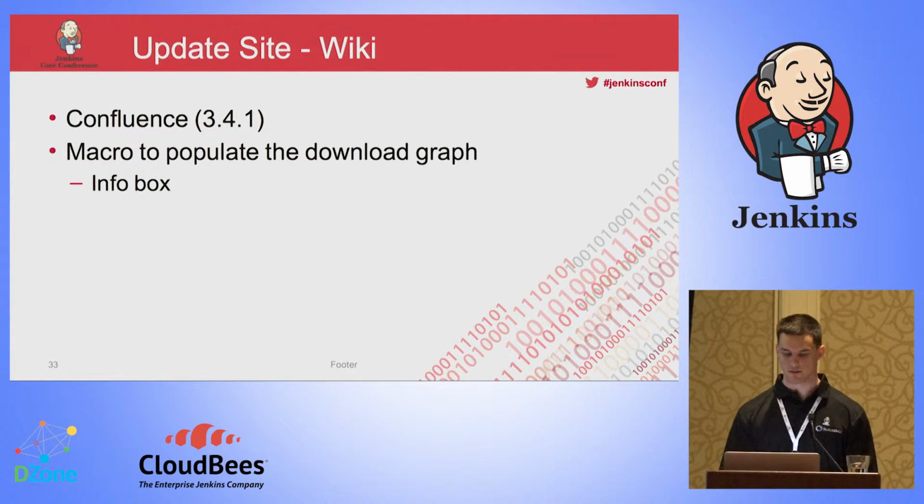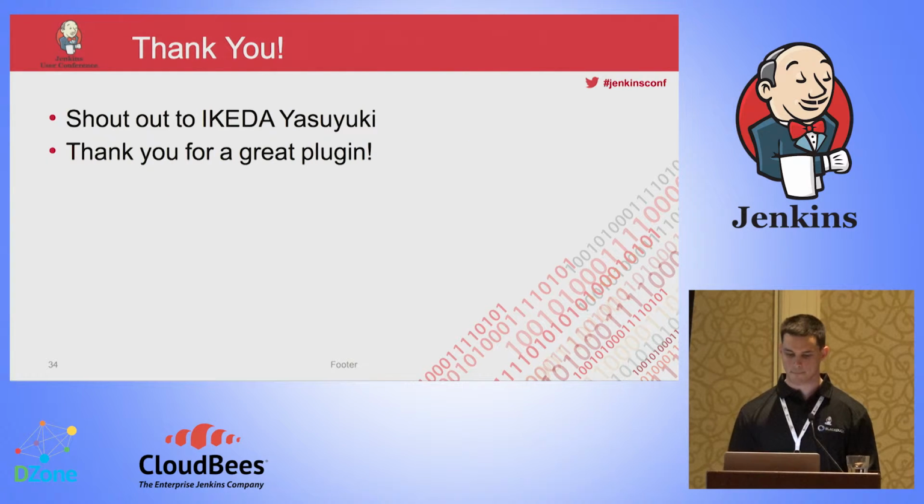And the update sites have, Jenkins has a Confluence macro. So when you're creating wikis for your plugins, it automatically creates that info box that everybody sees in the wiki pages of plugins, and it populates that information and gives you statistics of downloads and things like that. It's very useful information. I just want to say thank you to Akita Yasuyuki, who created the Update Site Manager plugin. It's great. We use it all the time. We suggest you use it too.